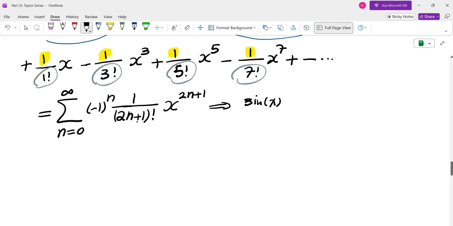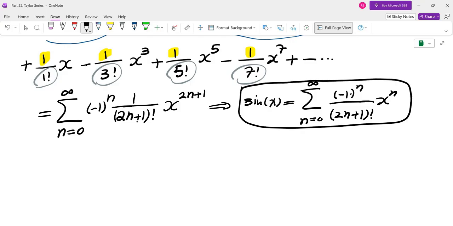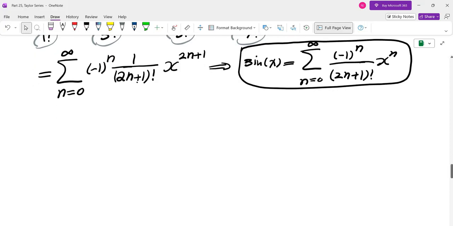So this is the formula for sine of x. Sine of x is equal to the sum, n equals 0 to infinity, of negative 1 to the n over 2n plus 1 factorial times x to the power of 2n plus 1. And this is a very good formula for sine of x. If you want to approximate sine of x, you take the first few terms of this sum, and that would be a very good approximation for sine of x.